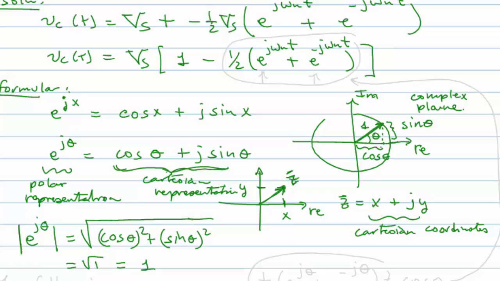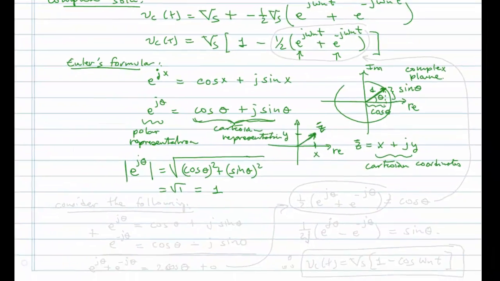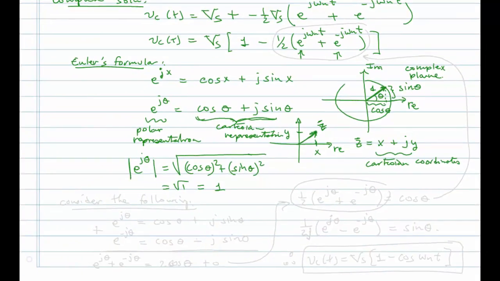Well, we're going to take these two terms here, and we're going to replace them with these trigonometric forms. Although what I would rather do is play a little trick here first. Instead of plugging that in, it's going to be messy, let's do a little more work first. Consider the following. What if we have e to the j theta, which I said was cosine theta plus j sine theta? And what if I have e to the minus j theta?